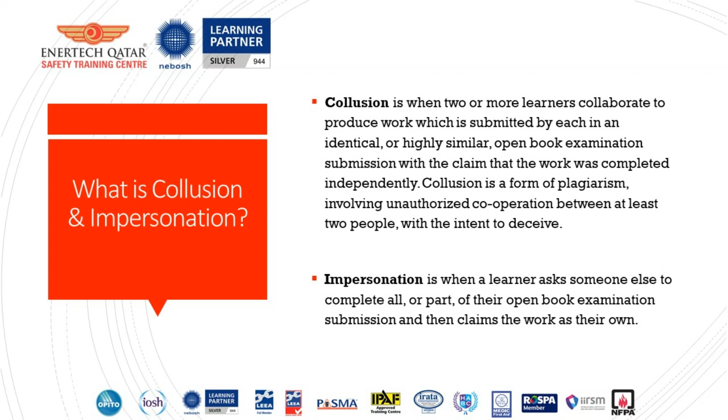What is collusion and impersonation? Collusion is when two or more learners collaborate to produce work which is submitted by each in an identical, or highly similar, open book examination submission with the claim that the work was completed independently. Collusion is a form of plagiarism, involving unauthorized cooperation between at least two people, with the intent to deceive. Impersonation is when a learner asks someone else to complete all, or part, of their open book examination submission and then claims the work as their own.